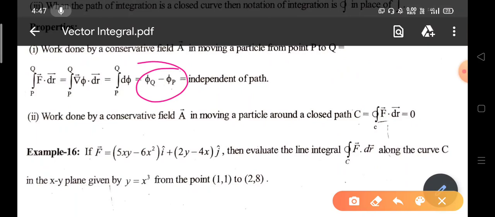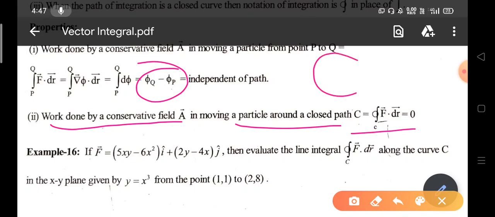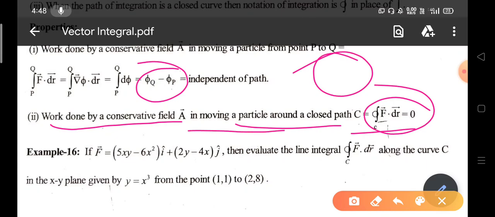Now the closed integral for the work done, that is, the work done by a conservative field A in moving a particle around a closed path, should be phi P minus phi P, or phi Q minus phi Q, because it is coming back to its initial position, so that should equal 0. So this is an important concept: for the conservative field, the work done in moving along a closed path, that is C, is zero.